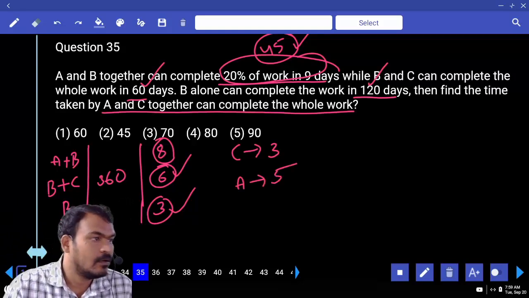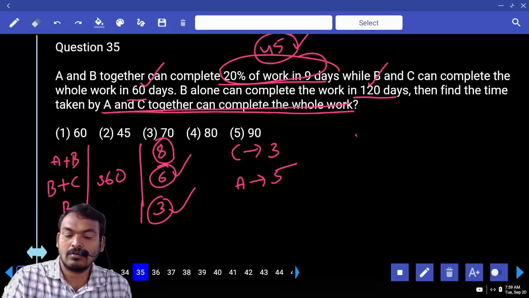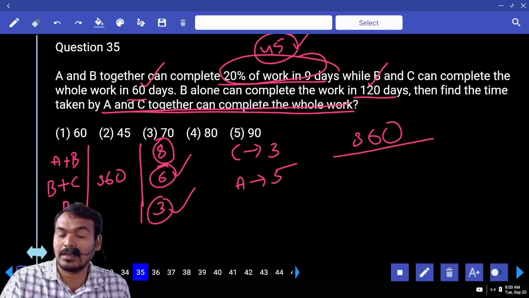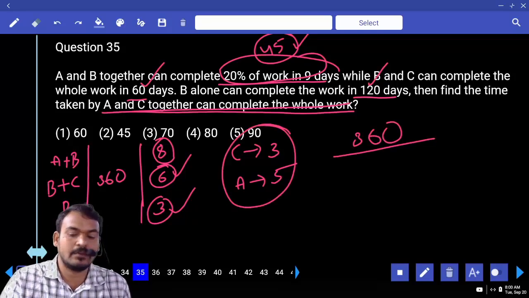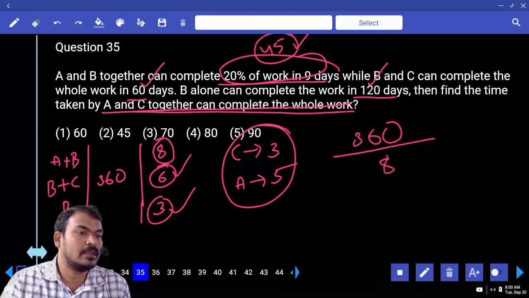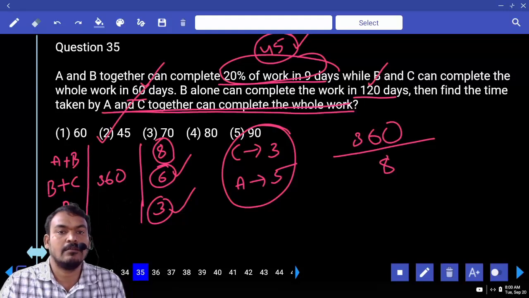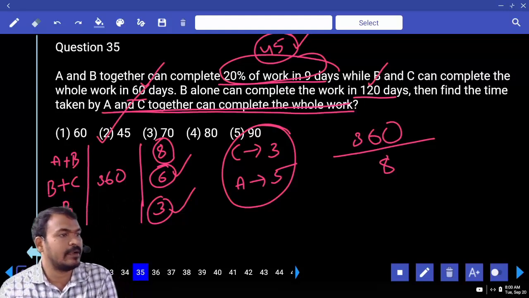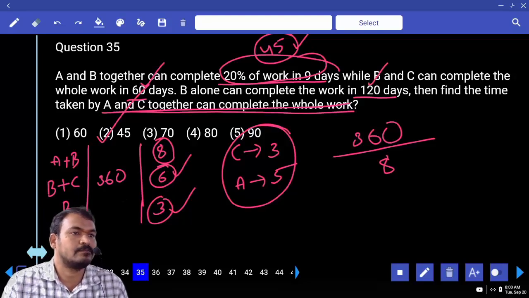What is the question here? Can A and C together complete the work? What is the total work? 360. It is completed by A and C. What is the A and C together efficiency? 8. So 360 by 8 is 45 days. We required time, and time is nothing but work by efficiency.